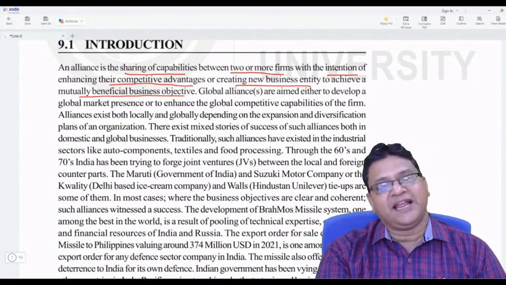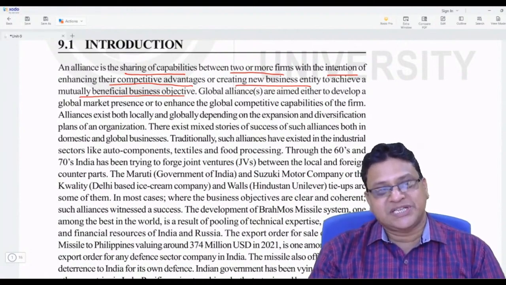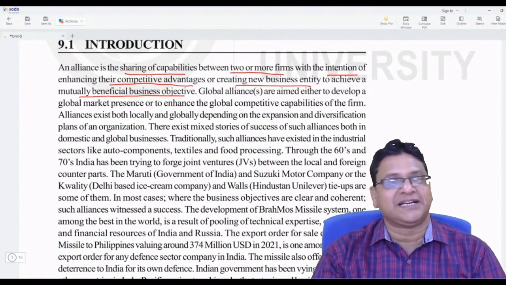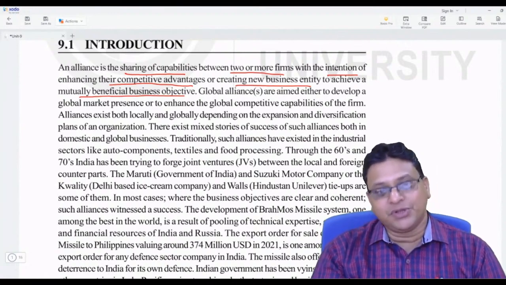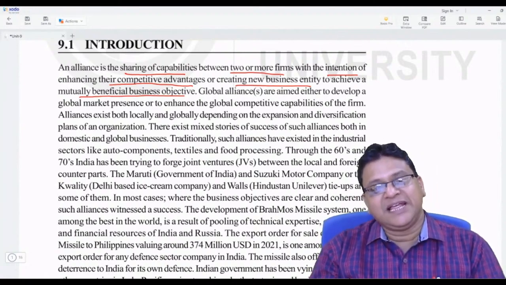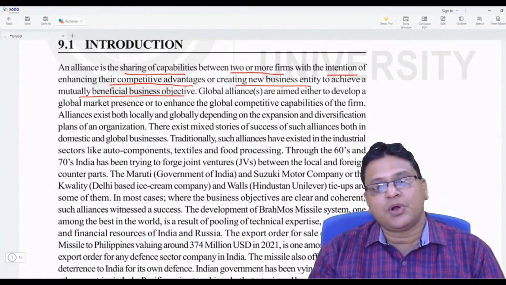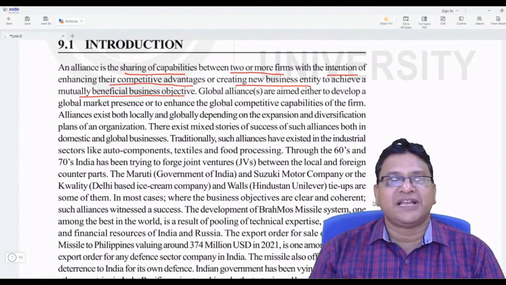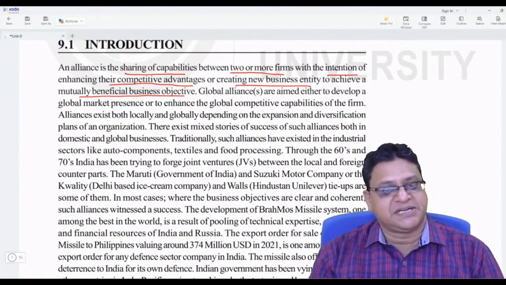It means for an alliance, we require two or more firms, and the intention is to enhance their competitive advantage or create a new business entity to achieve a win-win situation. In an alliance, both the firms which come together are benefited. They create a win-win situation. So an alliance is sharing of capabilities between two or more firms with the intention of enhancing their competitive advantage or creating a new business entity to achieve a mutually beneficial business objective.